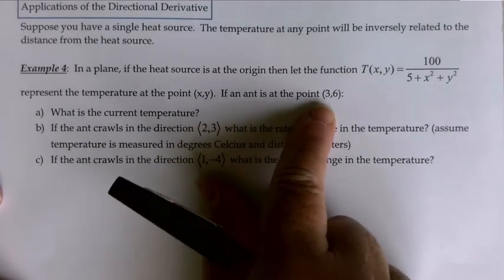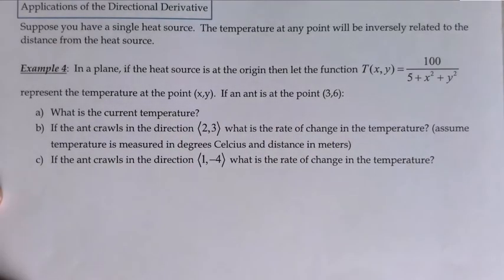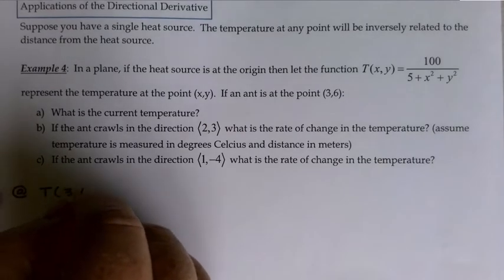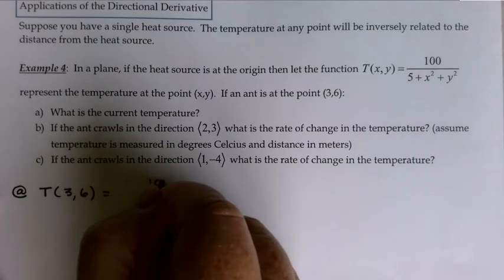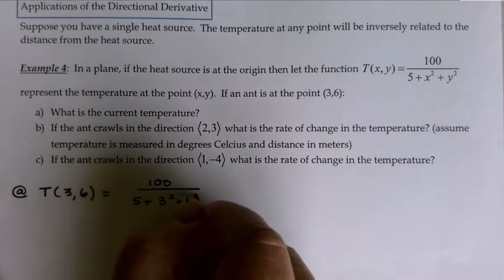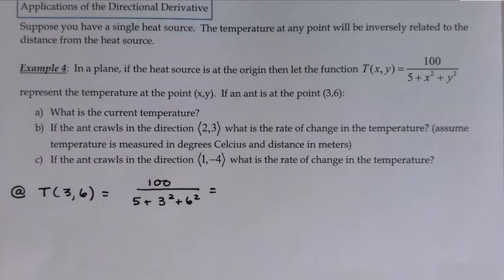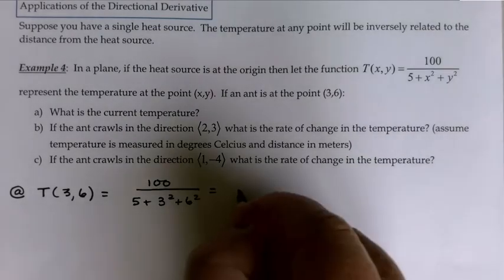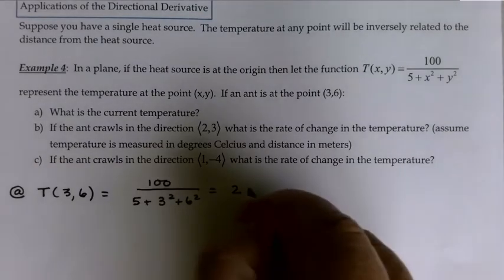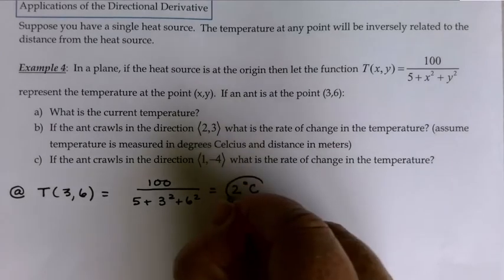Right now we have an ant at the point (3, 6). And my first question is just what's the current temperature? So that's just the temperature at the point (3, 6). Just a matter of plugging into our given function. Actually, I probably could have done that one in my head. It came out to 2, nice and evenly. I just didn't notice. I think later on I said to measure degrees Celsius as our temperature, so we'll go with 2 degrees Celsius here.